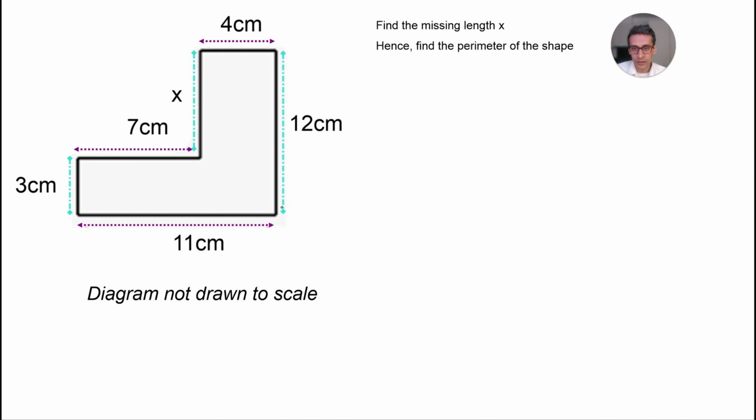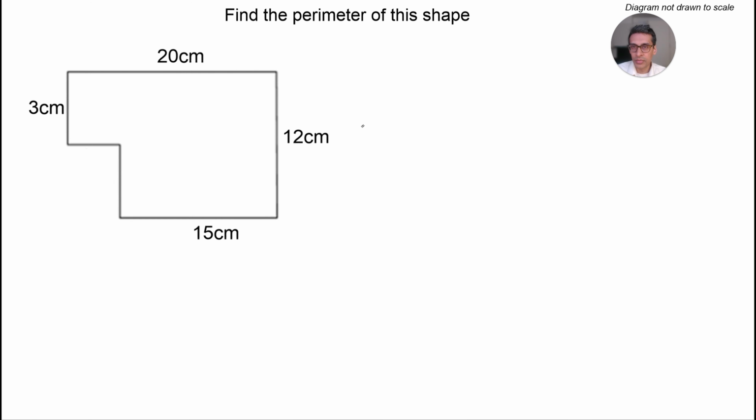So we can see the vertical height is 12. We've got 3 units already, and then we've got something else left to get to 12. So 12 take away 3 is going to be 9 centimeters. Okay, next shape. See if you can work out the missing lengths and therefore the perimeter. The perimeter is the length of all of these added together.